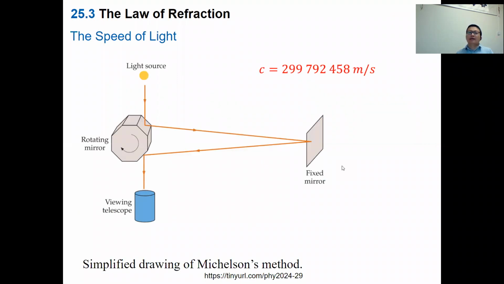Then we talked about the law of refraction. Before that, we took a look at how the speed of light can be measured. You can have a rotating mirror here, and a light source. You know the distance from the fixed mirror to the rotating mirror, and from the light source to the rotating mirror to your detector, the viewing telescope. You can calculate how much time it takes for the light to travel such a distance. The distance divided by the time it takes will give you the speed of light. In theory, the speed of light is almost 3 times 10 to the 8 meters per second.